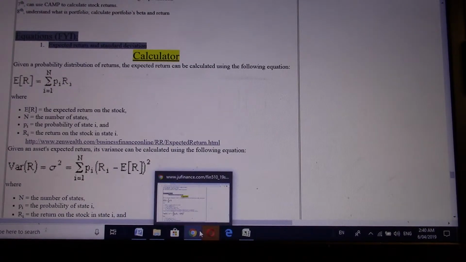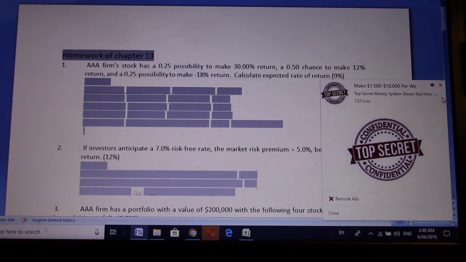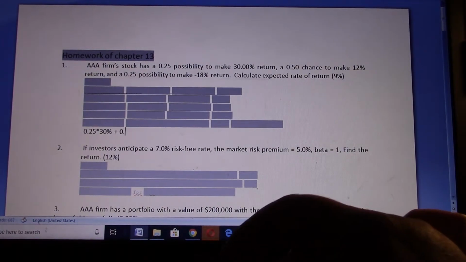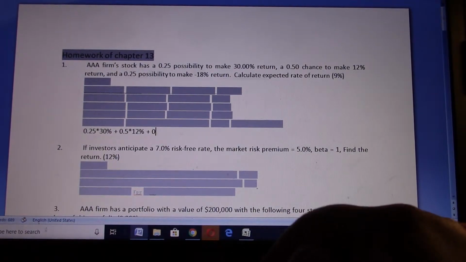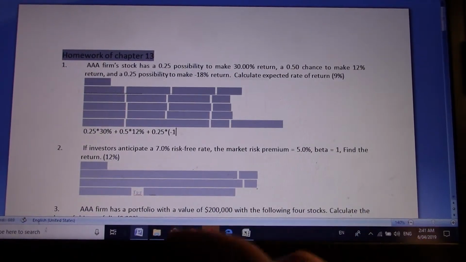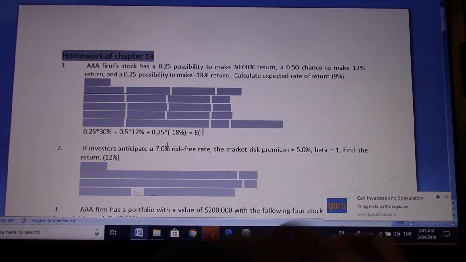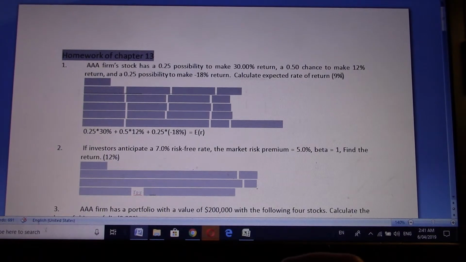So in this case, for this homework, this is the probability for a high return, 30%, plus the normal economy's probability times its return, 12%, plus the low return's probability times its return. So this should be the expected return, E stands for expected, R for return. It should equal 9% if we use this equation.